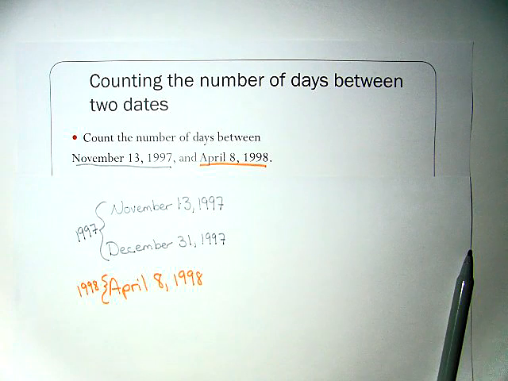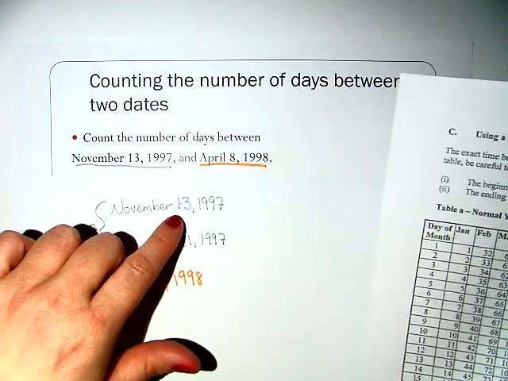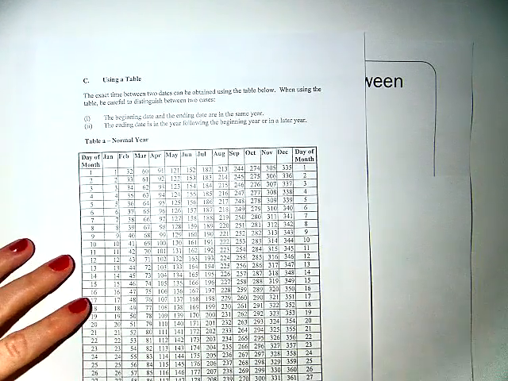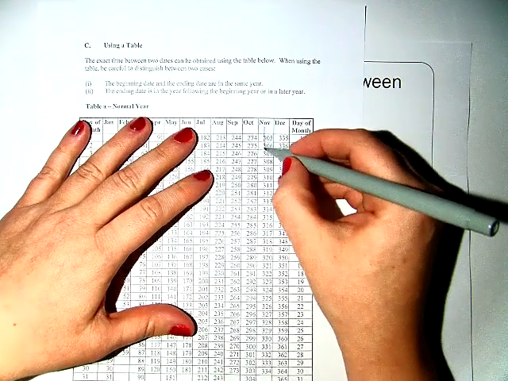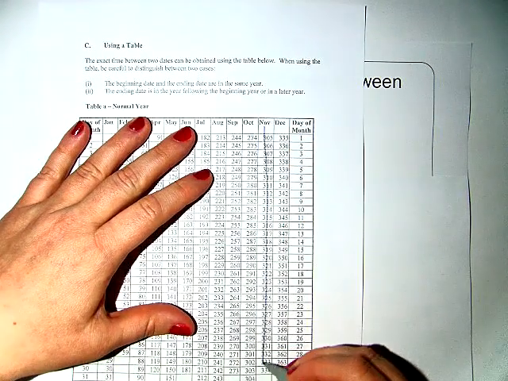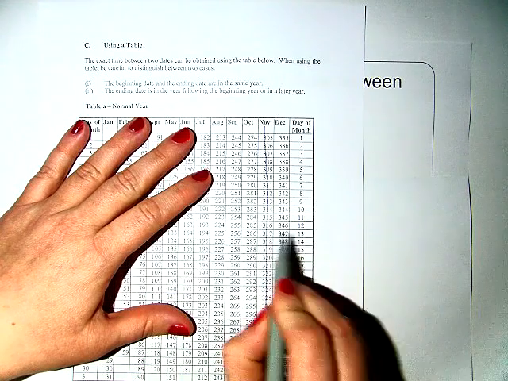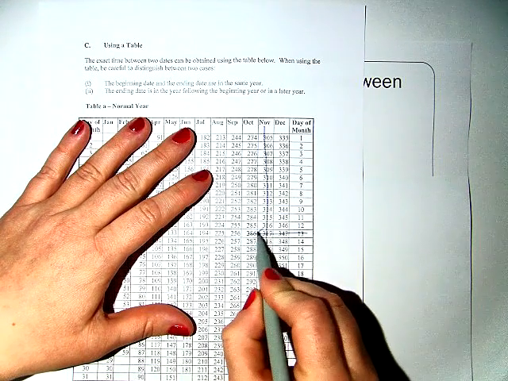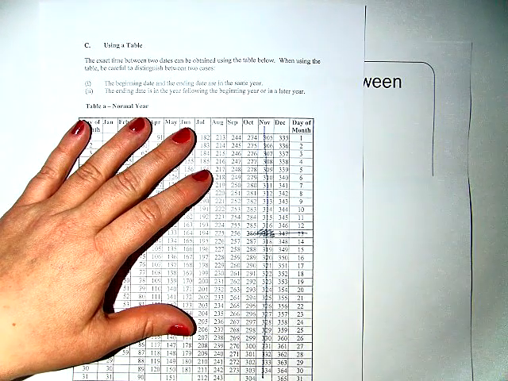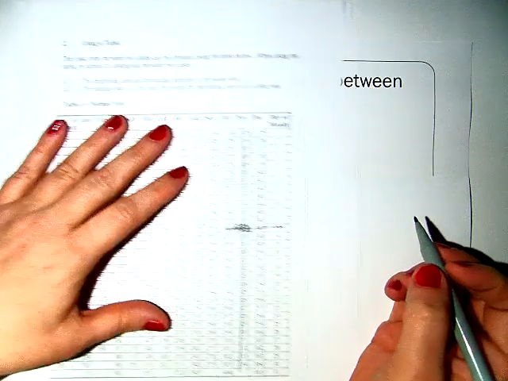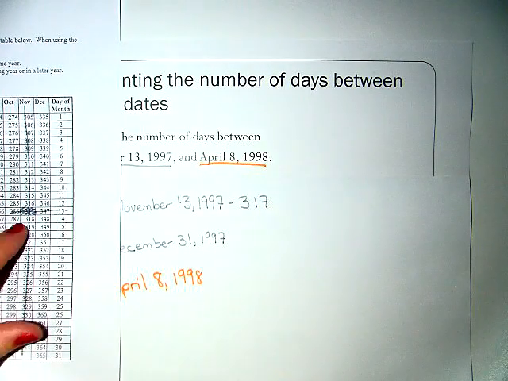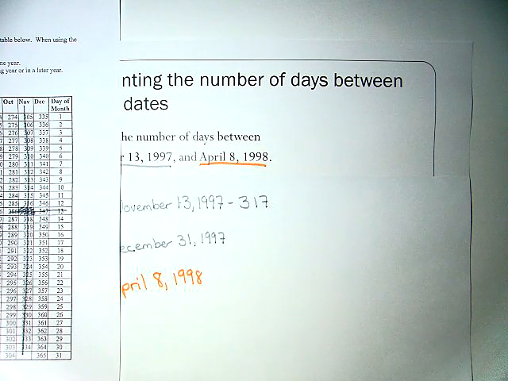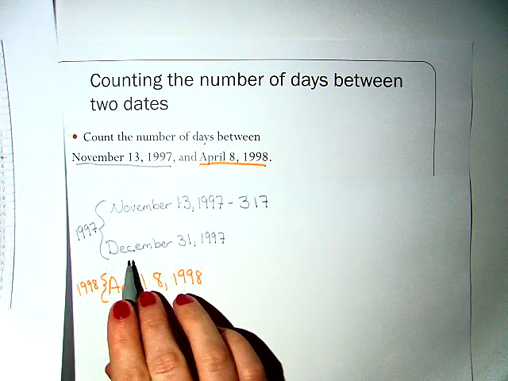So let's start. In order to figure out the days in 1997, we've got to go to our table and start with November 13th. So we find the month of November, and we're going to highlight that down. Now we find 13, and we go over, and where they intersect is the number we're looking for. So in this case, number 317, meaning that November 13th, 1997, that was the 317th day of the year.